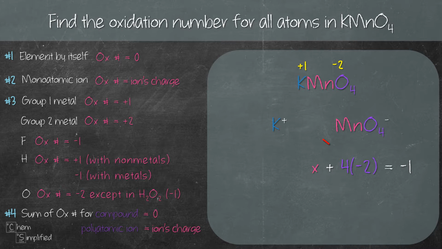We times 4 because there are 4 oxygen in the formula. We multiply 4 with -2 because -2 is the oxidation number for oxygen, and we equate the whole equation to -1 because that is the charge of the polyatomic ion. Solving that is going to give us X equals +7, and that is the oxidation number for Mn. With that, we found the oxidation number for K, Mn, and O in KMnO4.